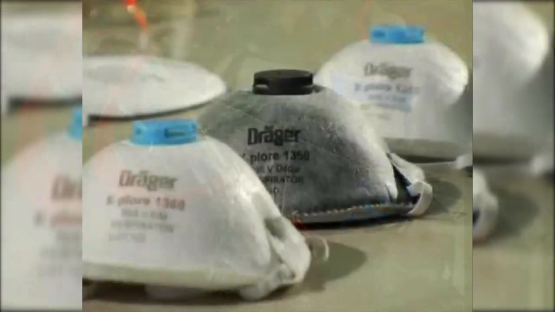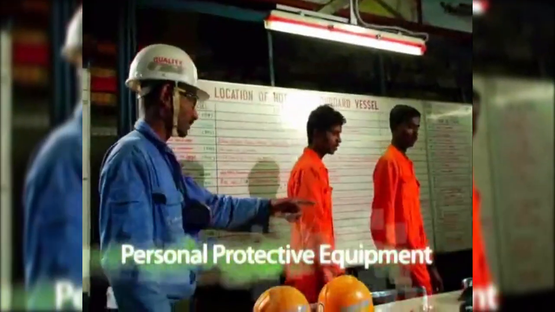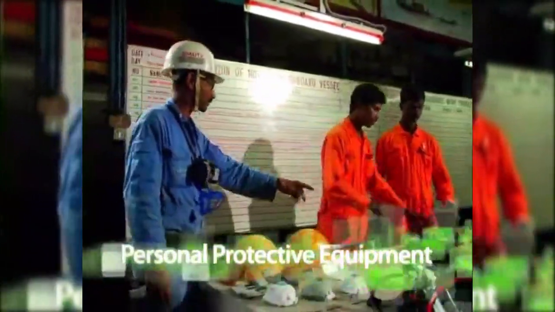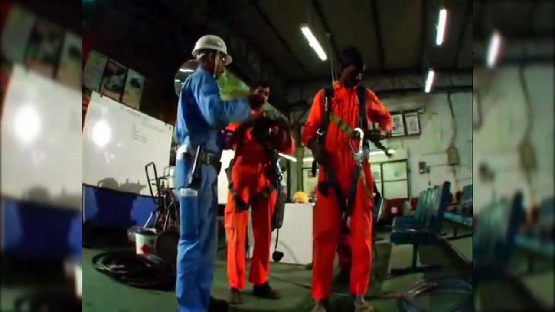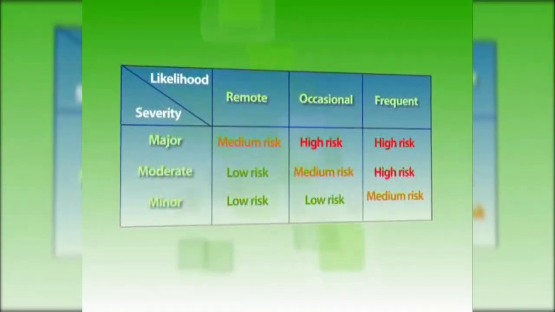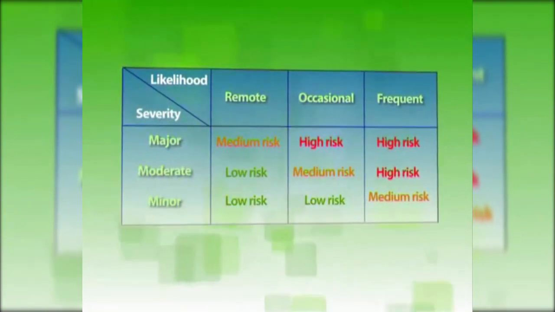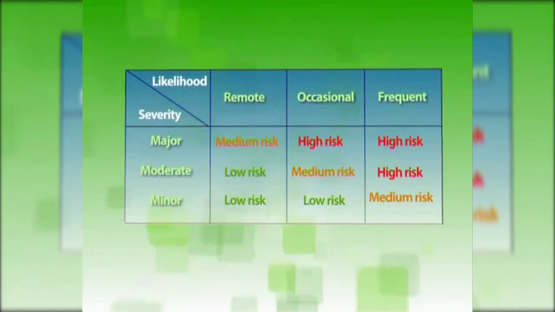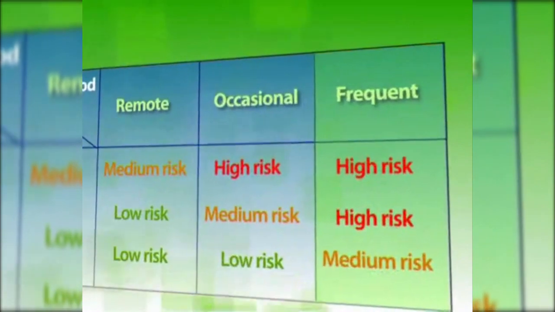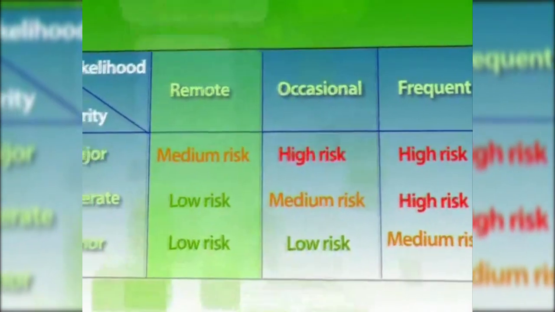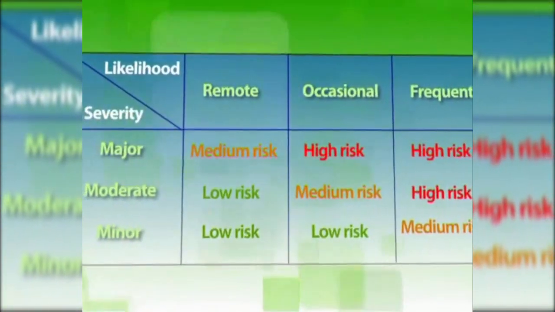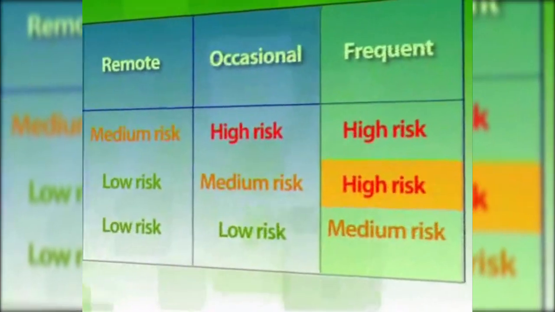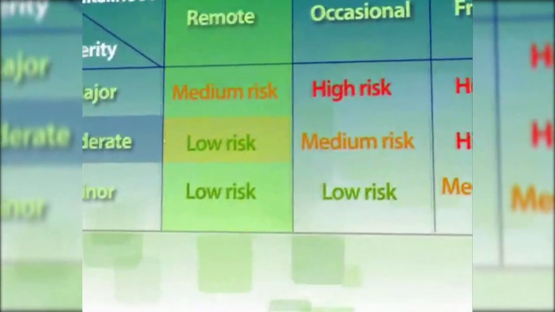Finally, the use of personal protective equipment as a control measure. This involves selecting and using appropriate safety boots, helmet, and breathing apparatus. Rescue equipment must be on standby for emergencies. With risk control measures implemented, the likelihood of the accident occurring is lowered from frequent to occasional or remote. This in turn reduces the risk from high risk to medium or even low risk.